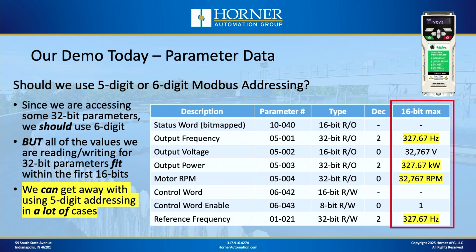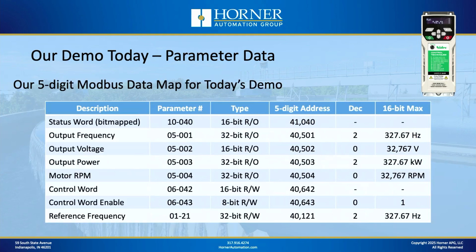Okay, so in my example, we're going to do two different demos today. We're going to do a demo using 5-digit addressing, where we just access the lower 16 bits of 32-bit parameters. And we're going to do an example using 6-digit addressing. And as part of that demo, we're going to actually access all 32 bits of 32-bit parameters. Okay, so that's what we're going to do in our demonstrations today to demonstrate that you do truly have a choice in terms of which approach you want to take with 32-bit data.